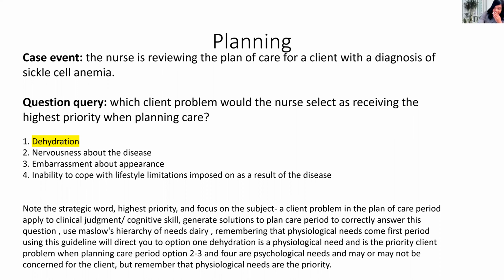Note the strategic words highest priority and focus on the subject. So, a client problem in the plan of care, apply clinical judgment, cognitive skill, generate solutions to plan care. To correctly answer this question, use Maslow's hierarchy of needs. I don't know why I have dairy in there. That's what happens when you try to do talk to text. Okay, so the other three options are psychological needs, right? They may or may not be concerning for that client, but remember that physiological needs are the priority over psychological needs.